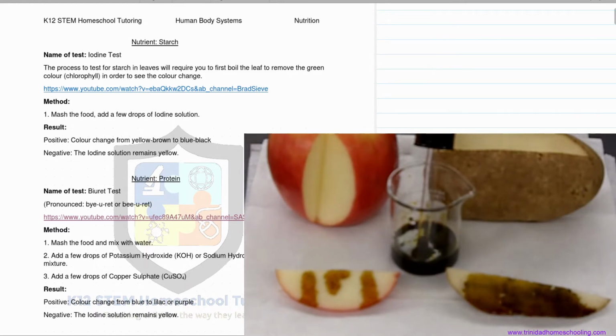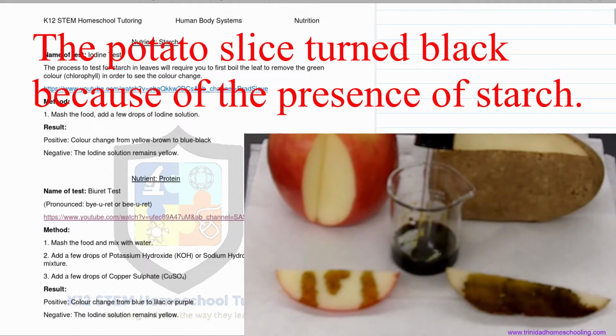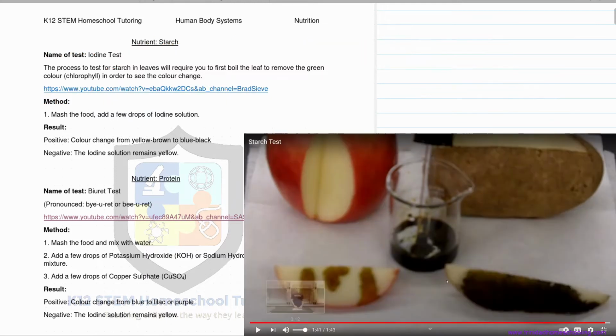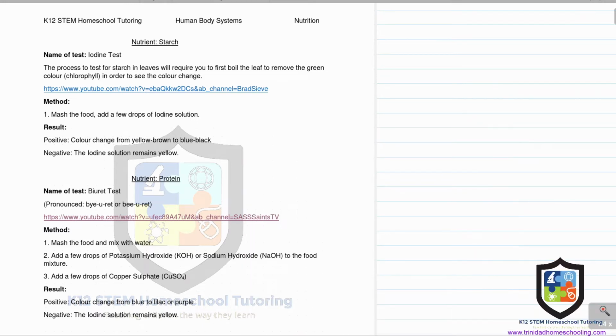Alright, look at the difference. Alright, so we see any color change that we're looking for. Iodine is usually a yellow-brown color. As you can see on the apple here, it's still yellow-brown. And then if there's the presence of starch, it turns black-blue or blue-black. So this is what we're looking for when we're doing this test.